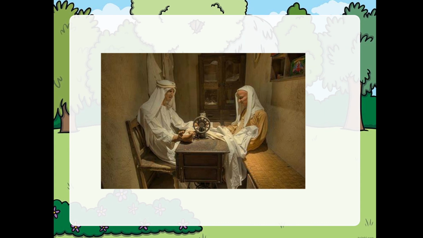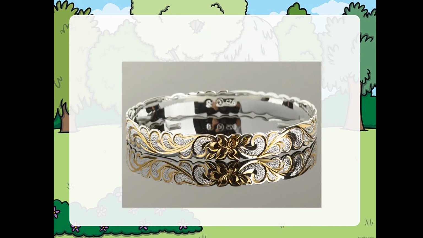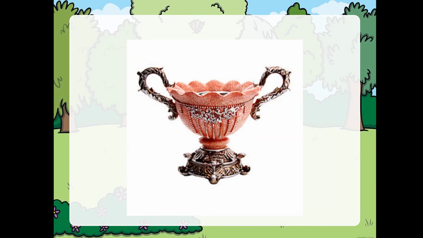Alright, and how about this one? An artifact or an heirloom? An artifact. Very good. And how about this old dress? An artifact or an heirloom? An heirloom. How about this jewelry? An artifact or an heirloom? An heirloom.